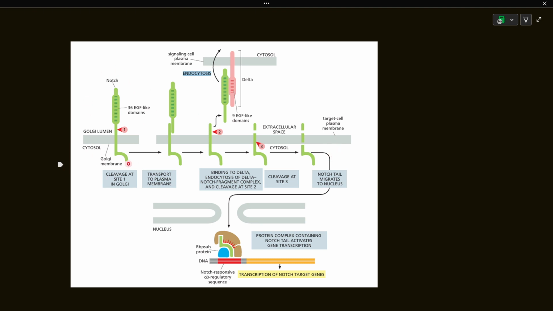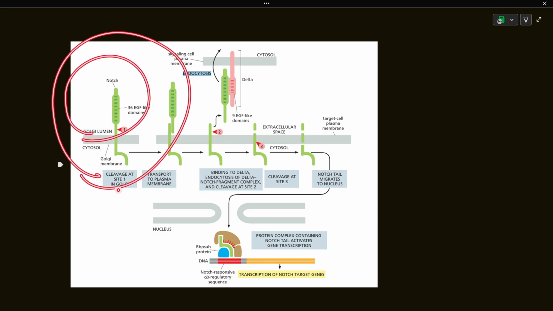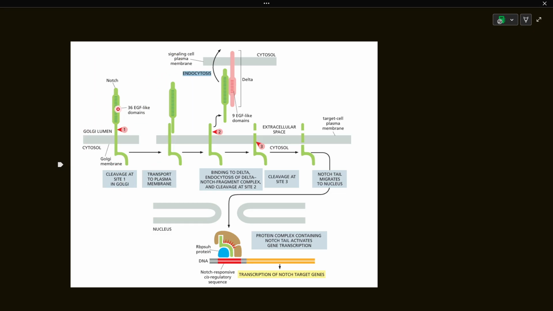So here you can see the Notch receptor being synthesized inside the cell. This is the Golgi body, this is the lumen, and this is the cytosolic part. So the whole cell is like this, and this is the Golgi apparatus. This Notch receptor has 36 EGF-like domains, which are the ones of the Notch receptor and Delta receptor that interact with each other. Due to this domain, the interaction of Delta and Notch is possible. So this is now a single monomer.